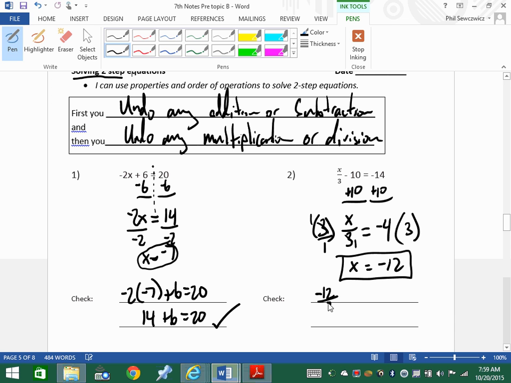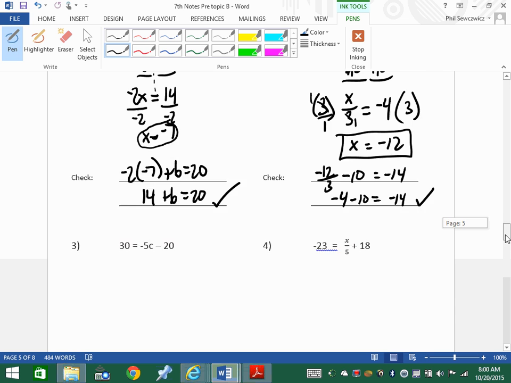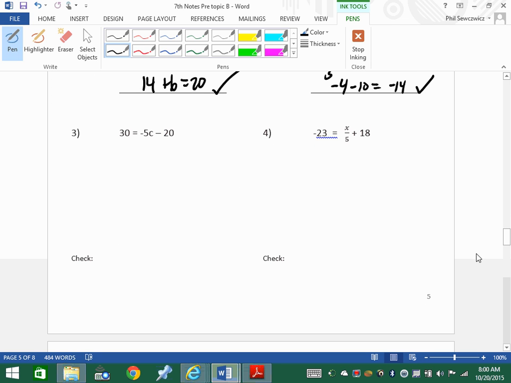Negative 12 divided by 3 minus 10, and we want that to equal negative 14. Negative 12 divided by 3 is negative 4. Does negative 4 minus 10 equal negative 14? Yes, it does. Same sign, so you add and keep the sign. Let's go to question number 3.